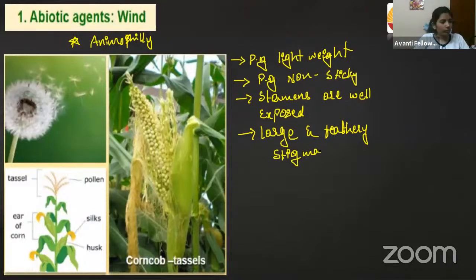Yes. Why is the stigma large and feathery? Again the same. Why is it large? Because if the stigma is inside the flower, the air is moving above the flower, then the stigma cannot get the pollen grains.